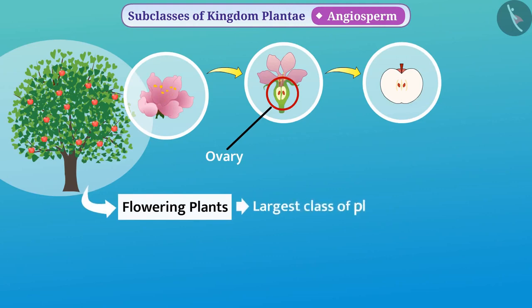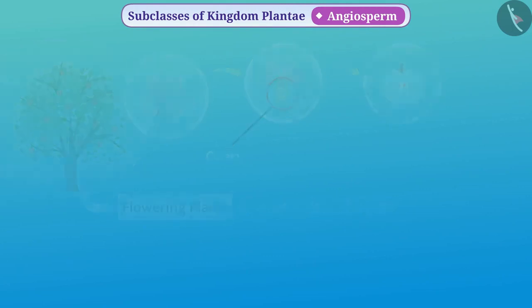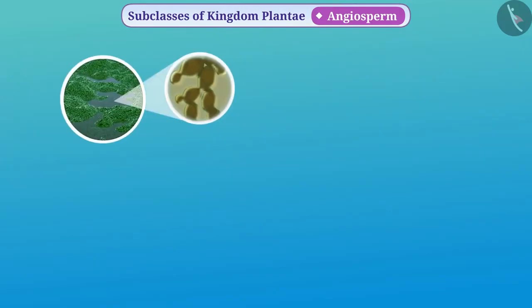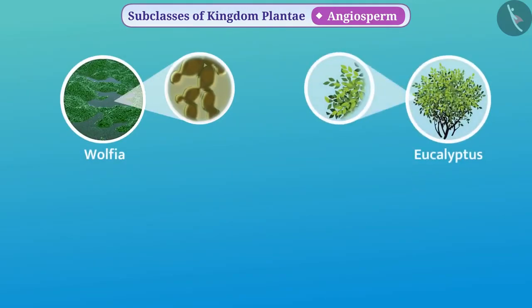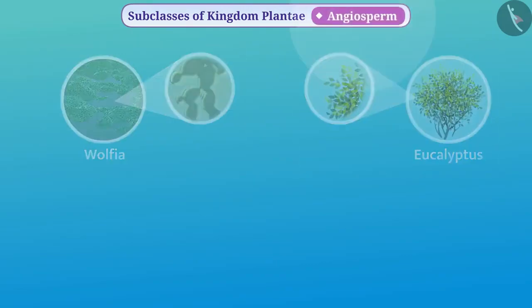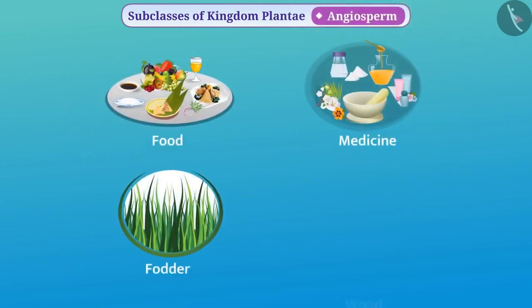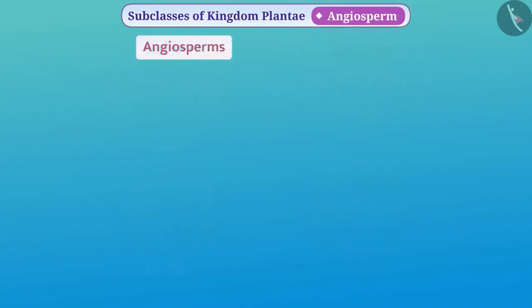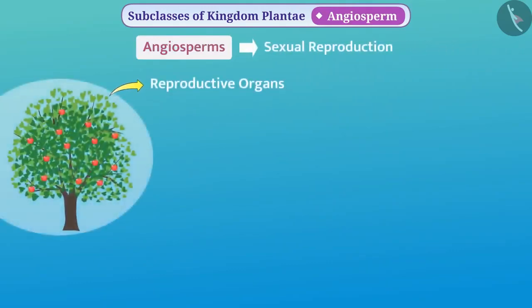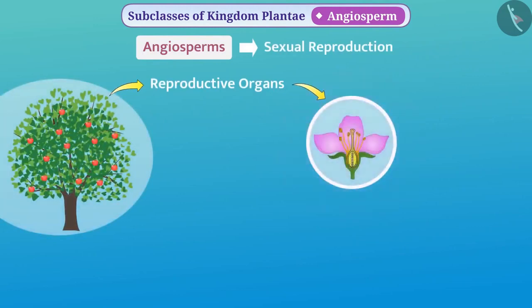They are the largest class of plants. These range from small plants such as Wolffia to giant trees such as eucalyptus. They are found in various places. From angiosperms, we get food, medicines, fodder, wood, and other products. Angiosperms produce offspring through sexual reproduction. The reproductive organs of these plants are found in flowers.